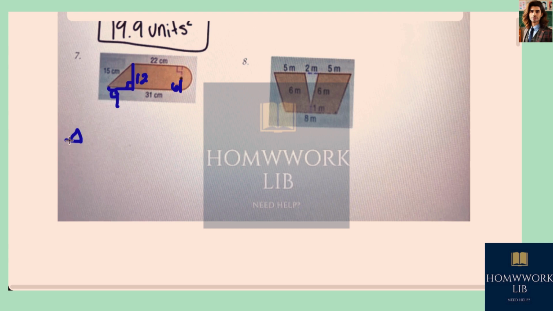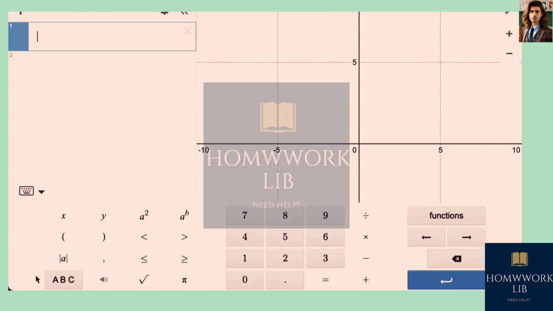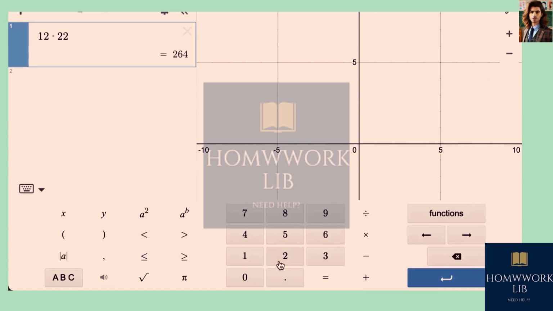The area of the triangle is going to be 1/2 times the base times the height, which would be 54. And then we have a 12 by 22 rectangle. 12 by 22 is 264.